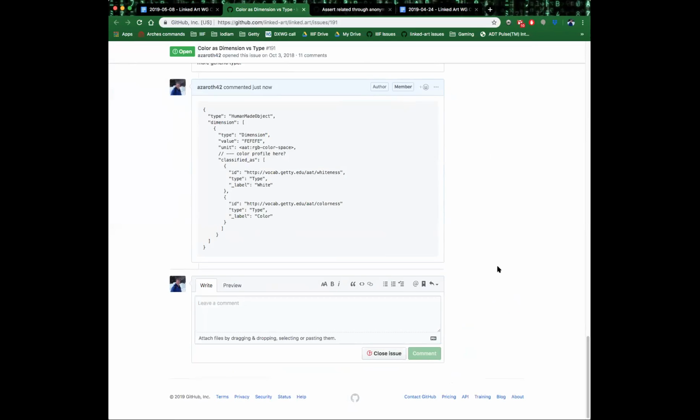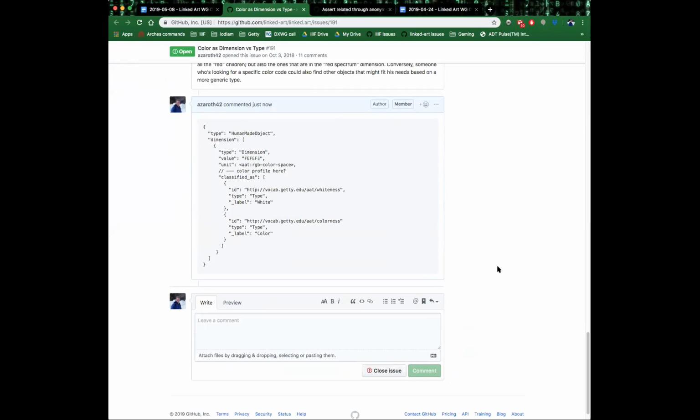The only question for using dimension here is whether you would want to do any sort of clever searching or reasoning around, say, the hue of a color, and whether the type of the color is in agreement with the actual hue that the color has.